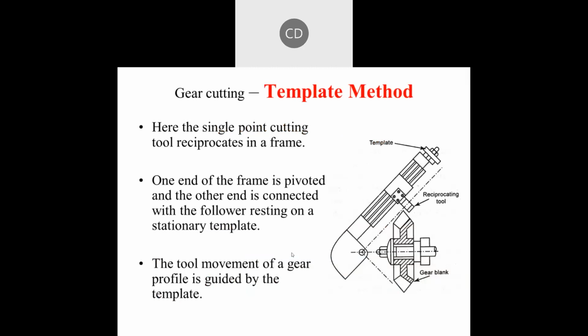So the next one is the gear cutting template method. Here the single point cutting tool reciprocates in a frame. One end of the frame is pivoted and the other end is connected with the follower resting on the stationary template.